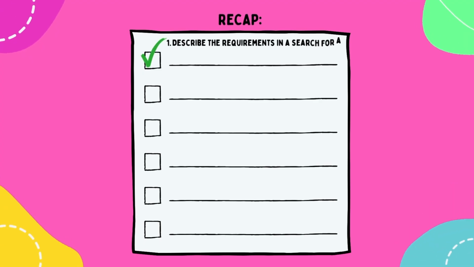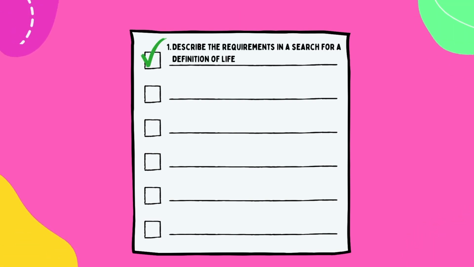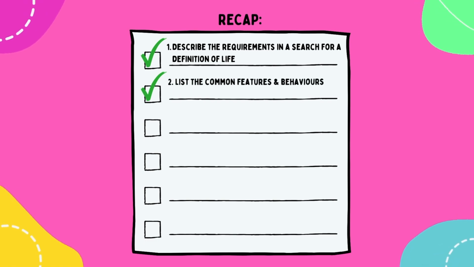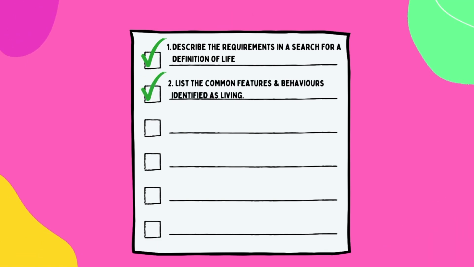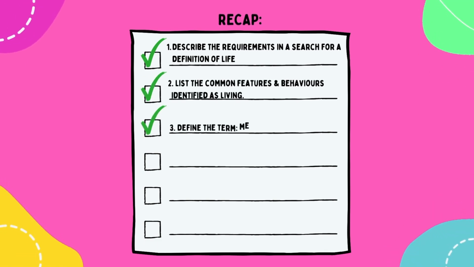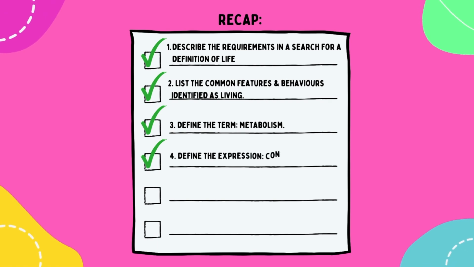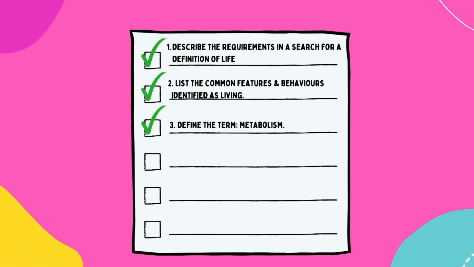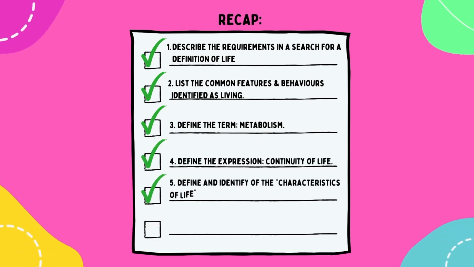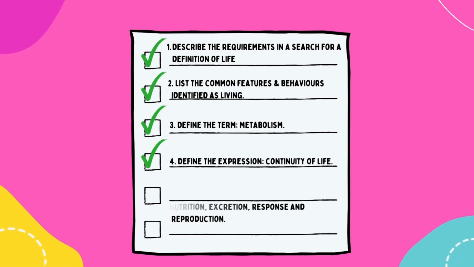So recap: first, you have to be able to describe the requirements in a search for the definition of life. Second, you have to be able to list the common features and behaviours identified as living. Number 3, you have to be able to define the term metabolism, which we've just done. Number 4, which I'm going to do for you now, is to define the expression continuity of life. Continuity of life means that cells come from other pre-existing cells. That's what that means. Then we have to define and identify the characteristics of life through the principles that we have discussed.